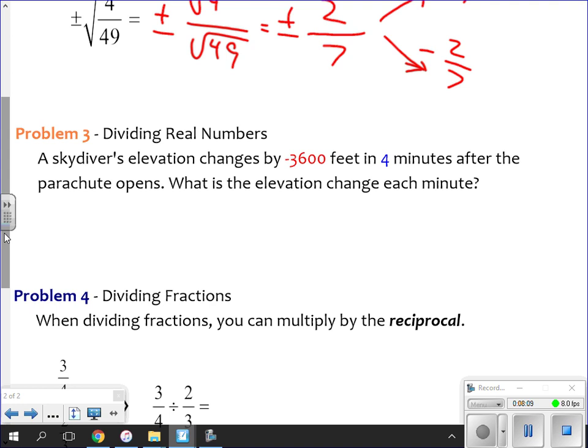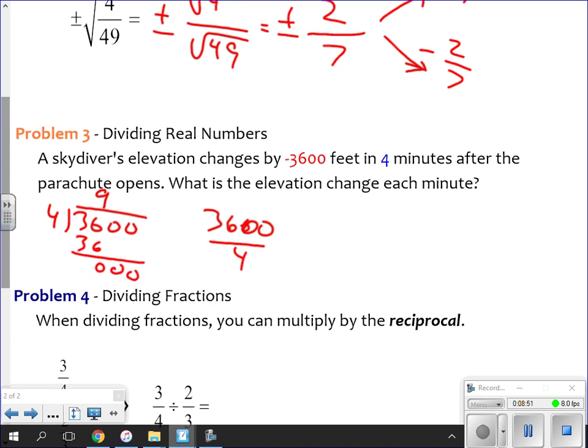So what I do is I take 3,600 and divide that by 4, or I can write that as 3,600 over 4, either way, but that's what that means. Now, doing it long division because sometimes it's easier, sometimes it's not. Four can't go into 3, right? So we go 4 into 36. How many times does 4 go into 36? 9 times. 9 times 4 is 36. Subtract, I get 0. Bring down my other zeros. So my answer is 900.